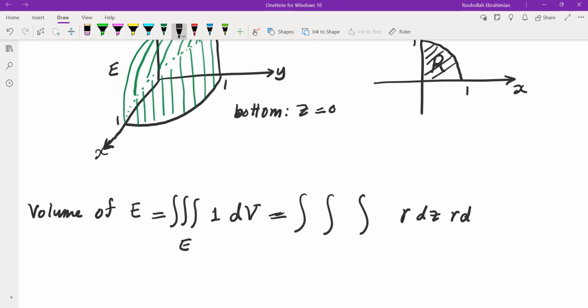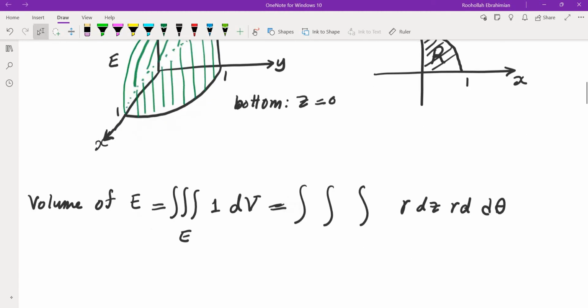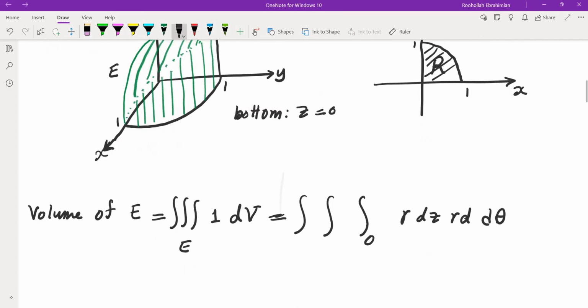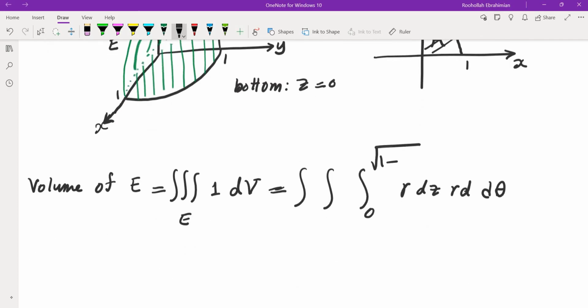Next, we're going to have to write down the limits of z. So what are the limits of z? They're from bottom, which is 0, to top, which is root 1 minus x squared. However, we have to evaluate that in terms of r and theta. So x squared is r squared cosine squared theta. So those are the limits of z.